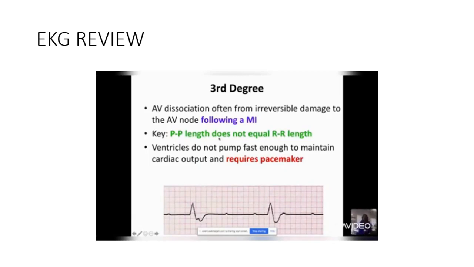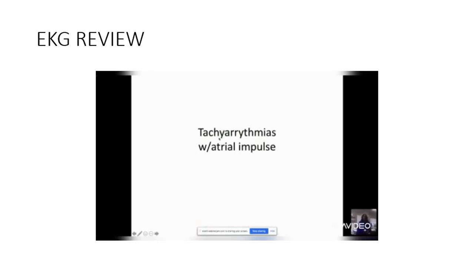So remember, you need to know the treatments, not only to ID the strip. If I put them all in front of you here, you need to know how you treat each one. So third degree, they need a pacemaker. All right, so now that was all of our Bradys. Now we're going to do tachys. So we're talking heart rate over 120.